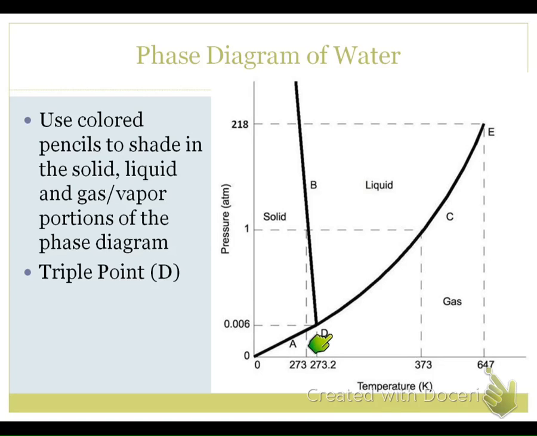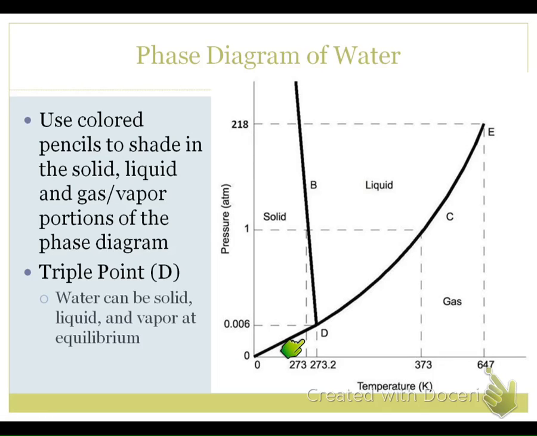Point D on your diagram is what we call the triple point, and this is what it means. It means that at this temperature and at this pressure, D is a point between 0.006 atmospheres and 273.2 Kelvin. So you need to copy these temperatures down on your table as well, these temperatures down here that correspond with the dotted lines.